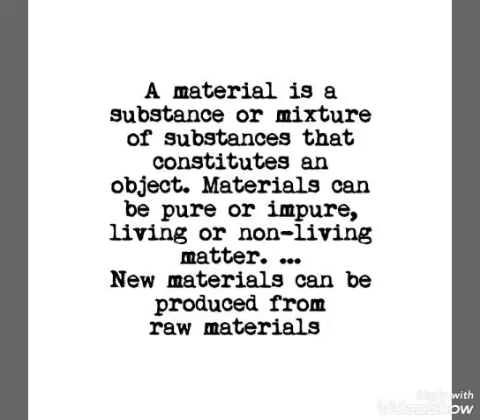At first we will discuss that a material is a substance or mixture of substances that constitutes an object. Material can be pure or impure, living or non-living matter. New materials can be produced from raw materials. Raw materials mean, for example, ore is one raw material. You can process it and make a metal.